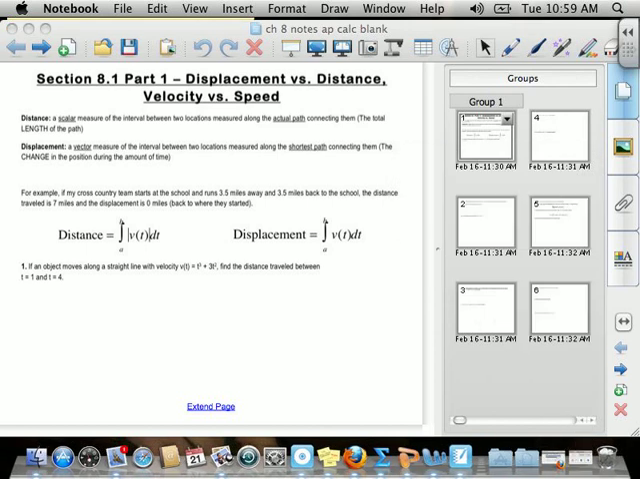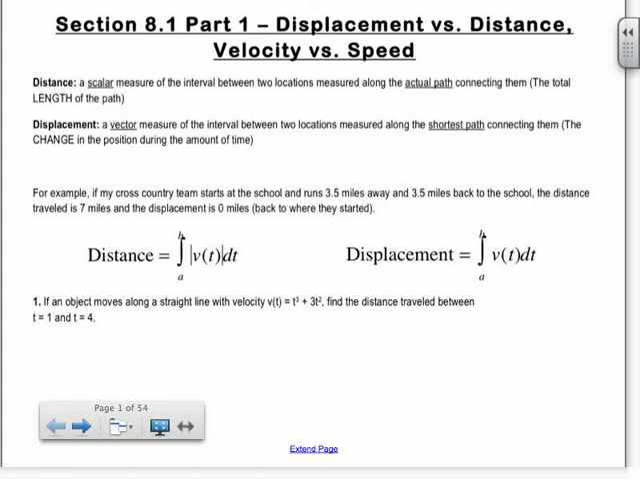All right, so section 8.1, part 1. This is on displacement versus distance and velocity versus speed. We've touched on this lightly, but this is a major thing on the AP test, so we really do need to talk about this more.